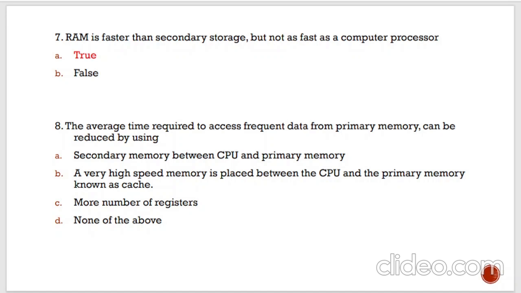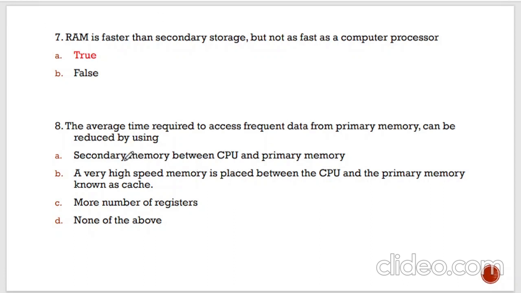Next question. The average time required to access frequently used data from primary memory can be reduced by using what? Whatever data we access from memory is required by the CPU. The CPU needs the data in order to process something. It will access the data from primary memory. So how can we reduce the access time when the CPU is accessing data from primary memory? One option: by using secondary memory between the CPU and primary memory.